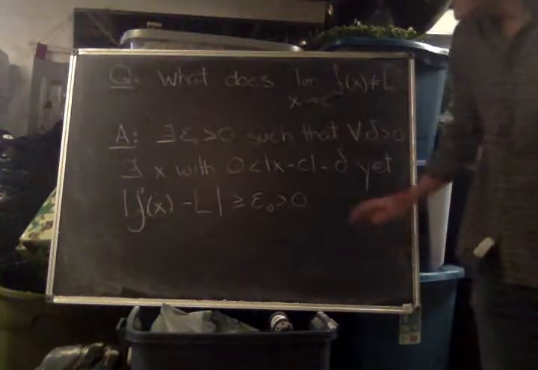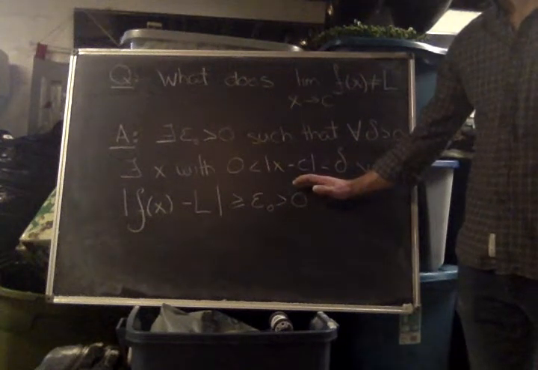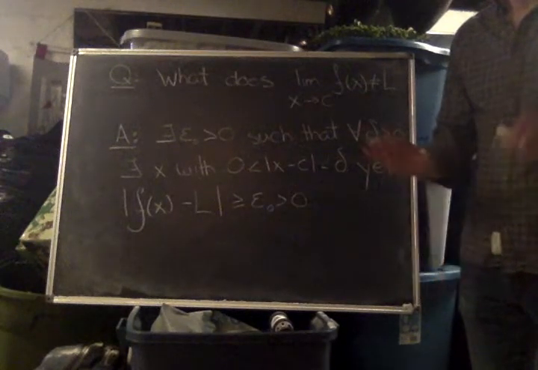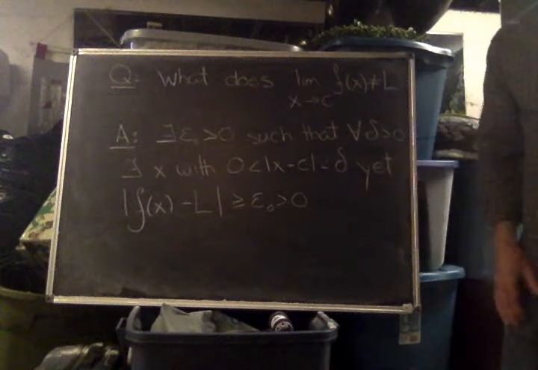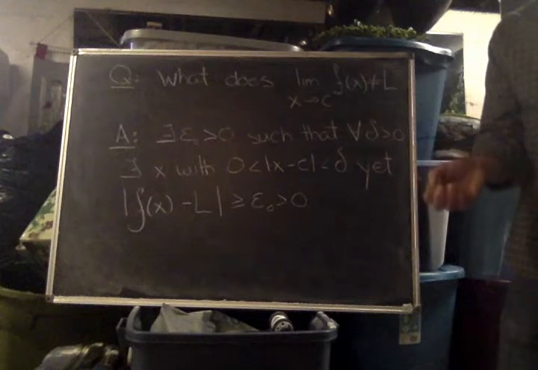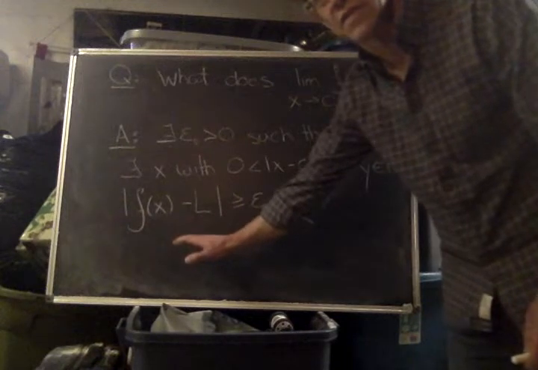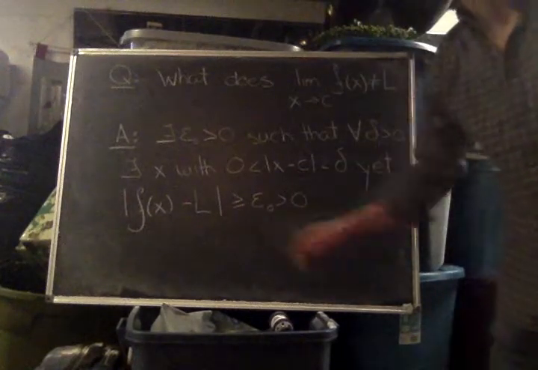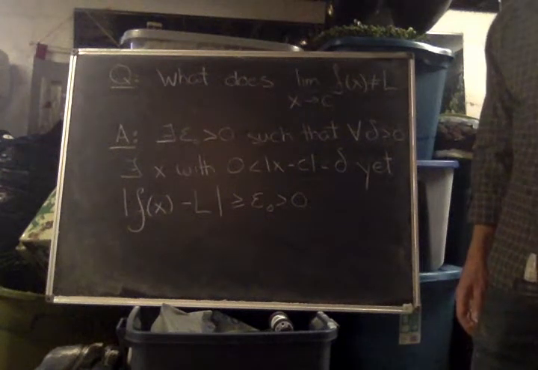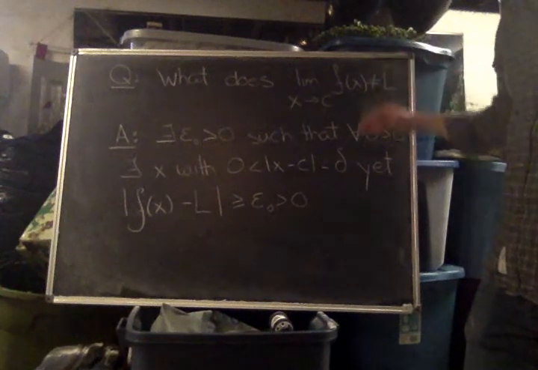And this other bit says, no matter how close you get to c, okay? So pick any tiny, tiny distance from c. It's still possible to find something that's that close to c for which you still have a problem. You still have that the distance from f of x to L is at least this fixed number, epsilon naught. Okay? So that's what it means for the limit as x approaches c to be not equal to L.